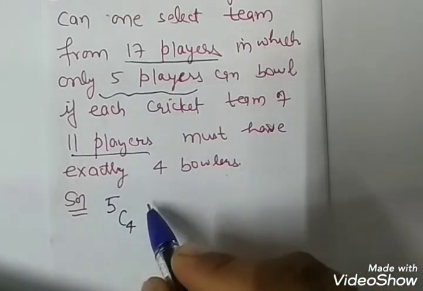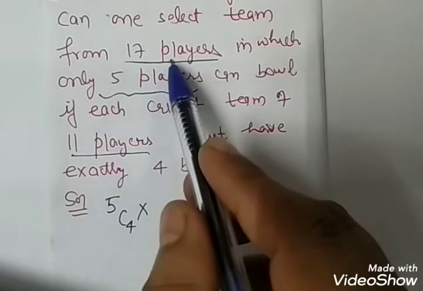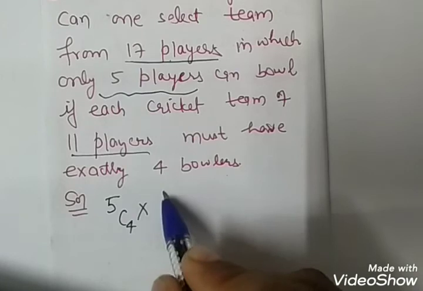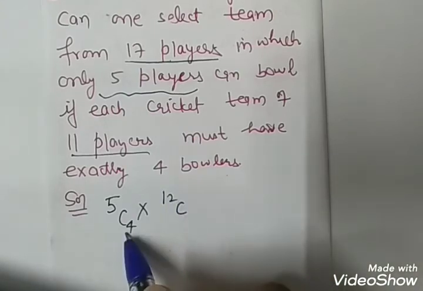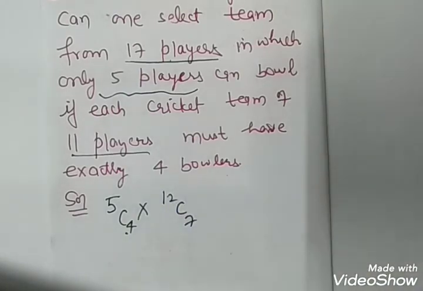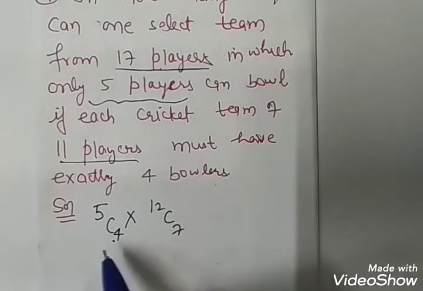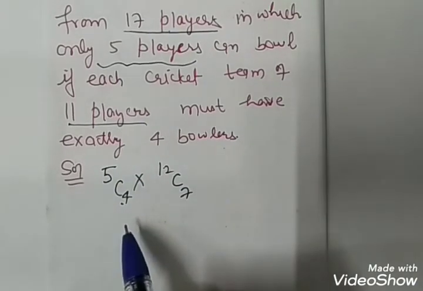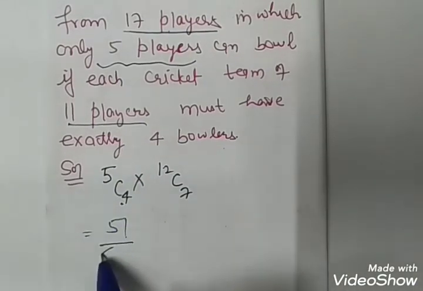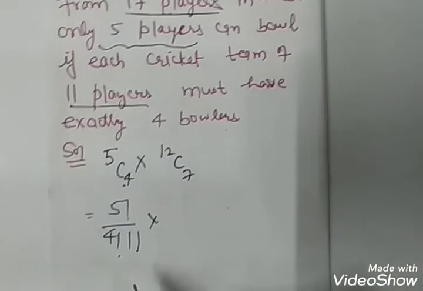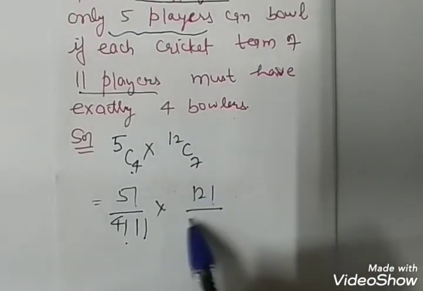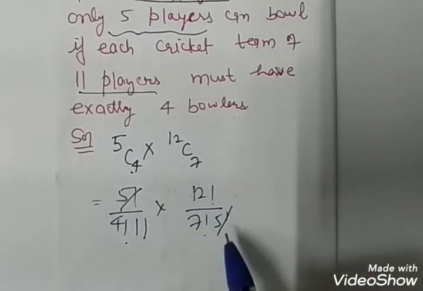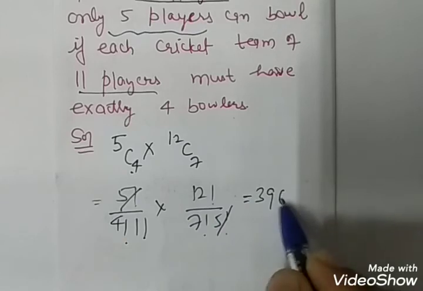So it is 5C4. This is for bowlers. How many total players are available for us? That is 17. 5 already taken by me. So it is 12C7, because 4 are for bowlers and 7 are for batsmen. So 5C4 into 12C7. You have to multiply these. The value of 5C4, you know very well, is 5 factorial upon 4 factorial into 1 factorial. And the value of 12C7 is 12 factorial upon 7 factorial into 5 factorial. Just cut it out. The answer for this is 3960.